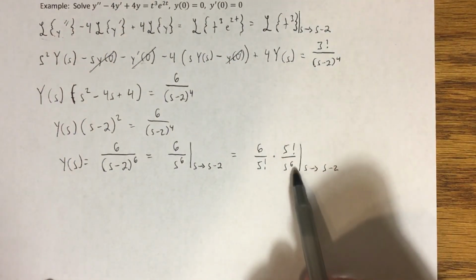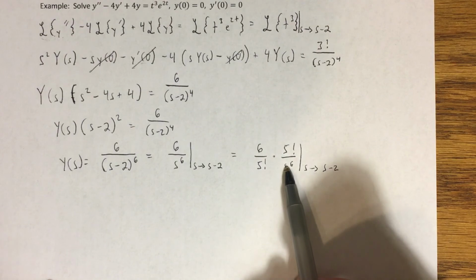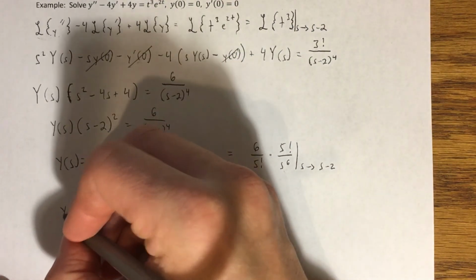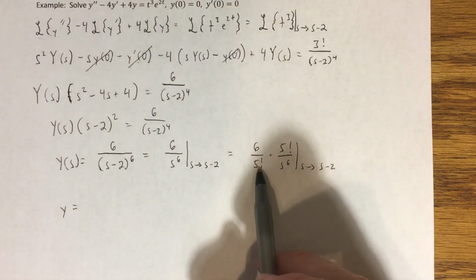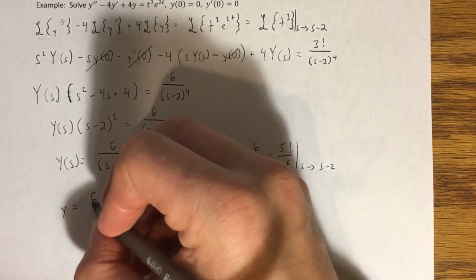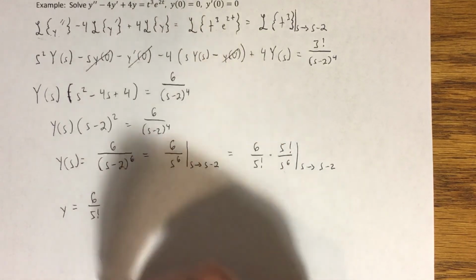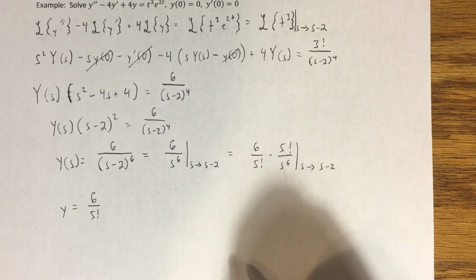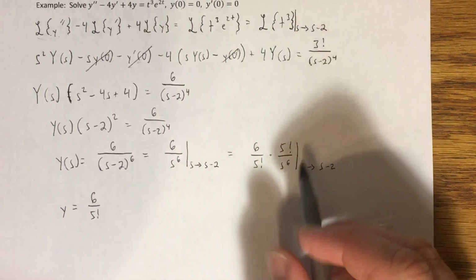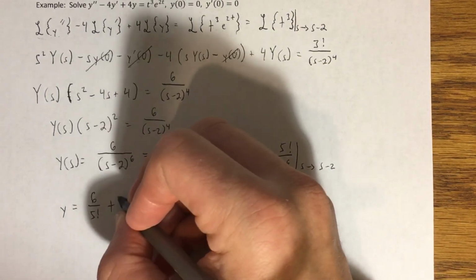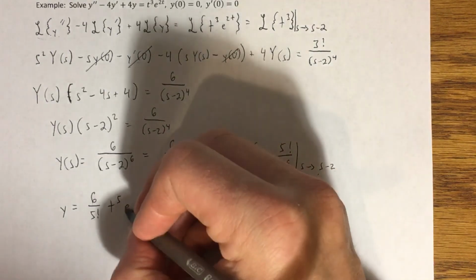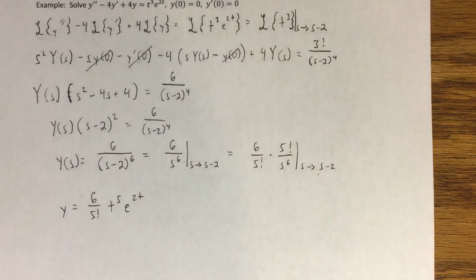Okay, this I can find the inverse Laplace transform of directly. So if I take the inverse Laplace transform of both sides, I'm going to get y equals the inverse Laplace transform of this, which is equal to 6 over 5 factorial. The inverse Laplace transform of this part is going to look like t to the 5th, right? And because there is a translation happening, I also have a factor of e to the 2t showing up there, okay?